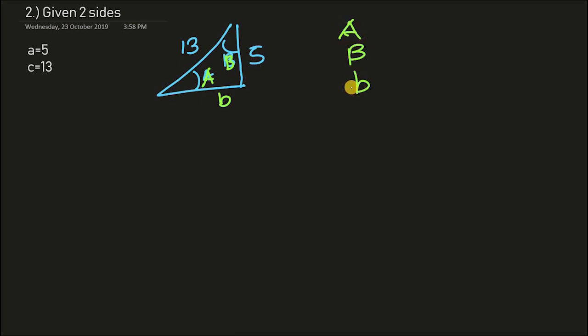Okay, let's try solving number 2. A is equal to 5, C is equal to 13. So let's graph that out again. This is angle A, this is angle B. Given na yung A natin, which is 5, given na rin yung C, which is 13. So yung hinahanap natin dyan is this angle A, this angle B, and opposite that is the side B. So angle A, angle B, and side B.